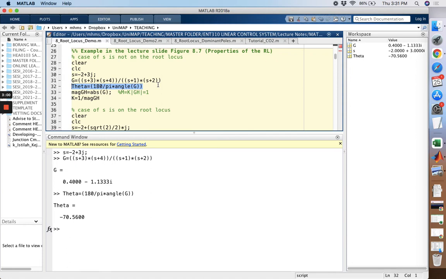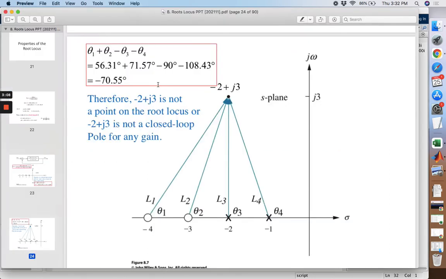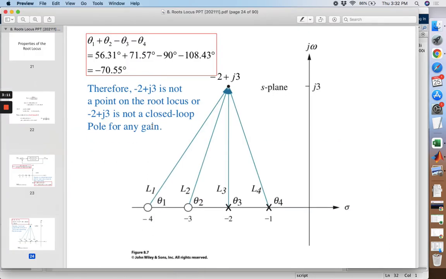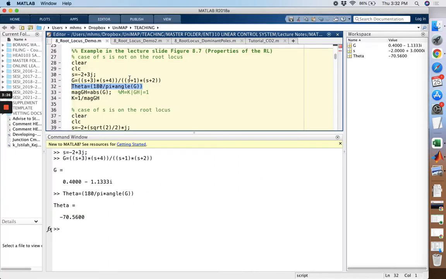What we get in this example is that theta is negative 70.56, so it is not a multiplication of 180 degrees. So we can say that this example is not on the root locus, because the summation of angles here is negative 70.56 degrees, which does not equal a multiplication of 180 degrees.